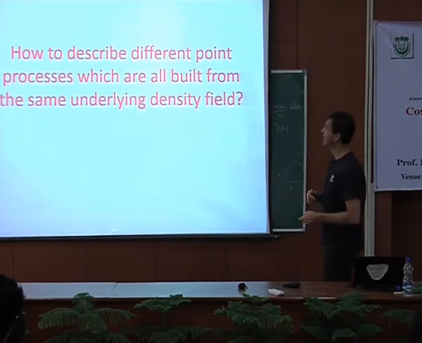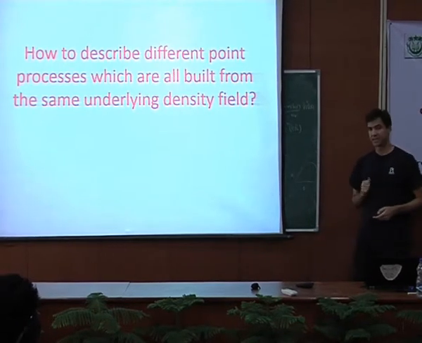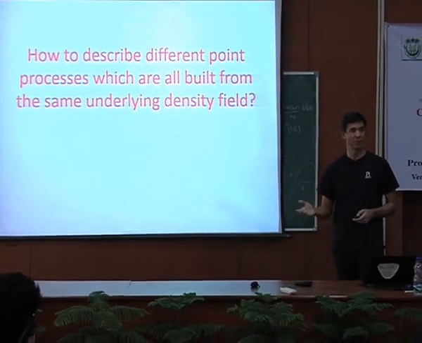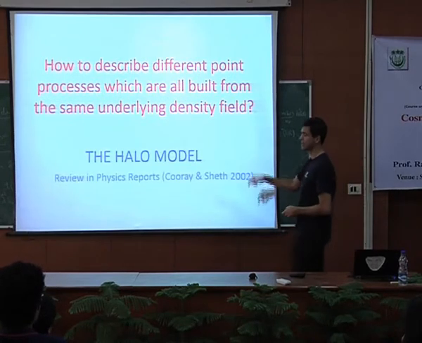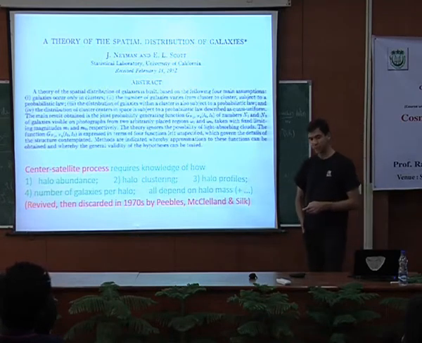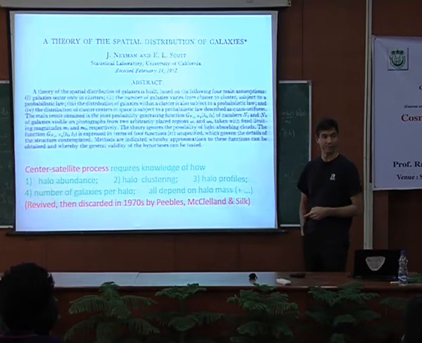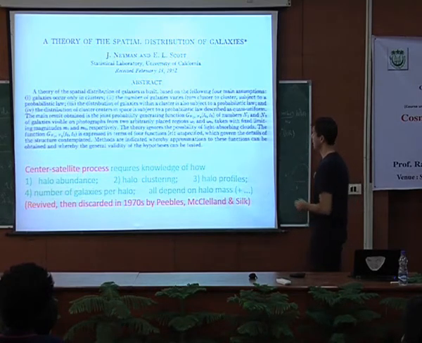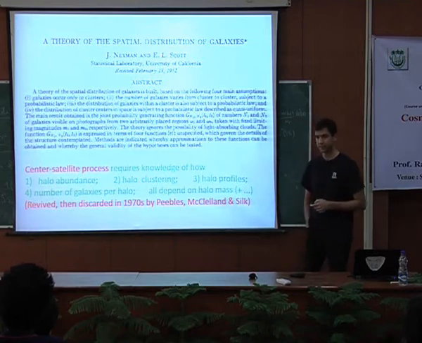Okay? And so our goal is to describe point processes which are built from the same underlying density field, which should be the dark matter. Yeah? And so the halo model is the language for doing that. And it's a language that was first written out in 1952, so a long time ago. Okay? By this guy called Jerzy Neyman and a woman called Elizabeth Scott.